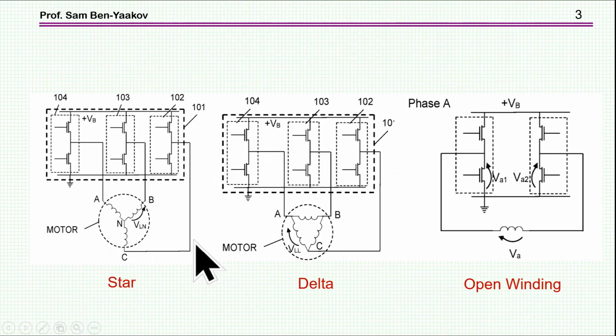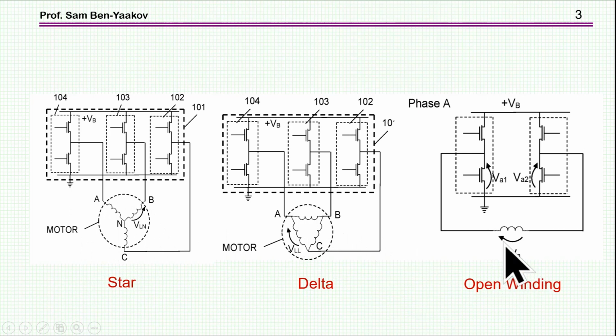So what is the issue here? I'm showing three ways of connecting an inverter to a three-phase motor. Say it's a BLDC, brushless DC motor. This is the classical connection. It's a star connection. This is a delta connection. And here we have the open winding.